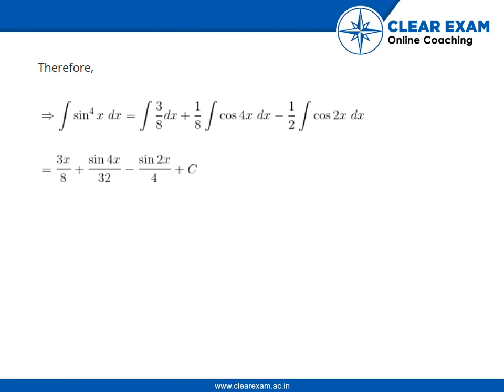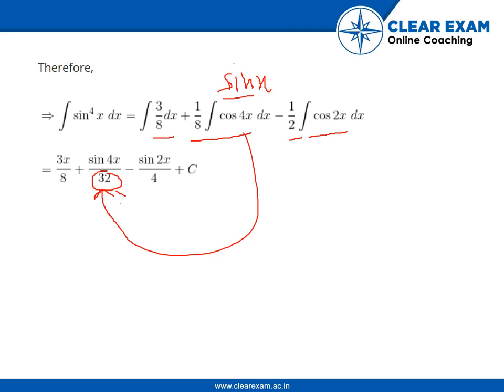So now we have 3 by 8 dx, 1 by 8 of the integration of cos 4x, minus half of the integration of cos 2x. Now the integration of cos x is sin x. You already know that. So the integration of cos 4x will be sin 4x by 4. How does 32 come? 4 into 8. This is actually 4 into 8. And the integration of cos 2x will be sin 2x divided by 2.